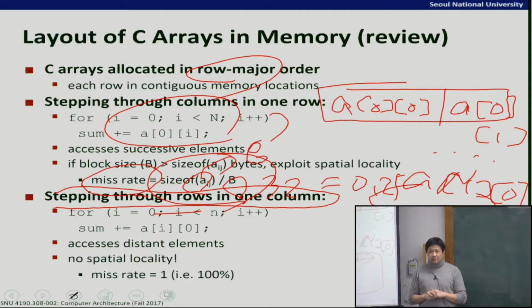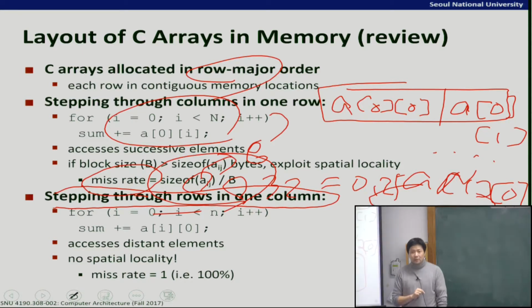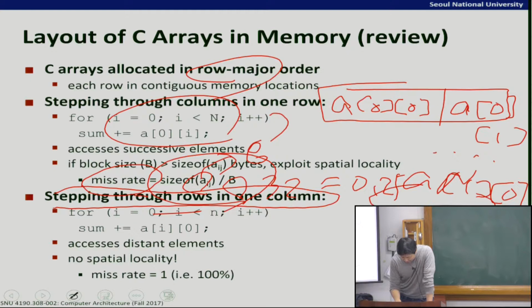What is the next access? The next access goes to A[1][0], which is far away. It causes another cache miss because nothing is there, assuming n is very large. This one causes another cache miss and reads 4 doubles. In the next iteration, it'll cause another cache miss and fetch 4 doubles, and it'll continue.